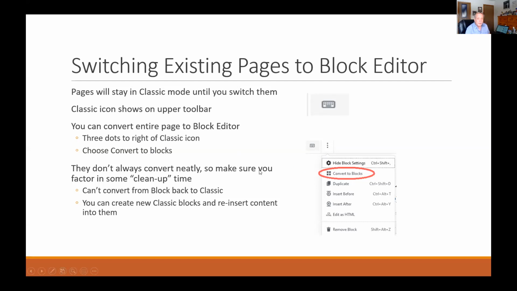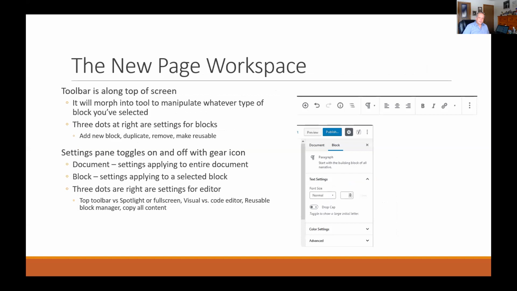As I said before, generally it converts well, but give yourself some cleanup time in case you have to reformat it to make everything look nice. You can't convert from block back to classic, so once you've made that convert to blocks, you're sort of committed to the process. You can, however, create new classic blocks. So one of the block options in the new block editor is a classic block, and then simply reinsert your content into them that way. We'll jump into the actual workspace in just a second.